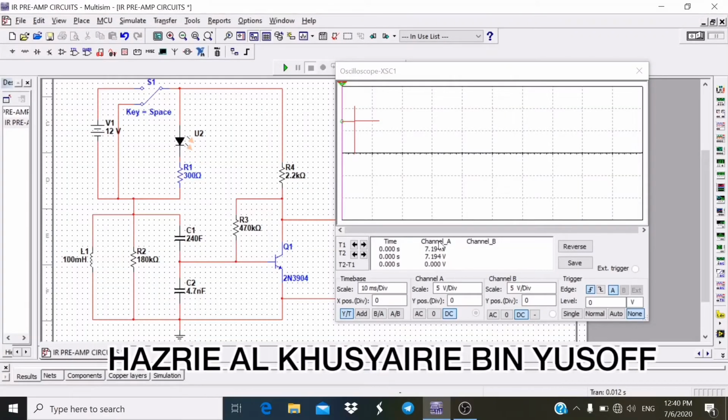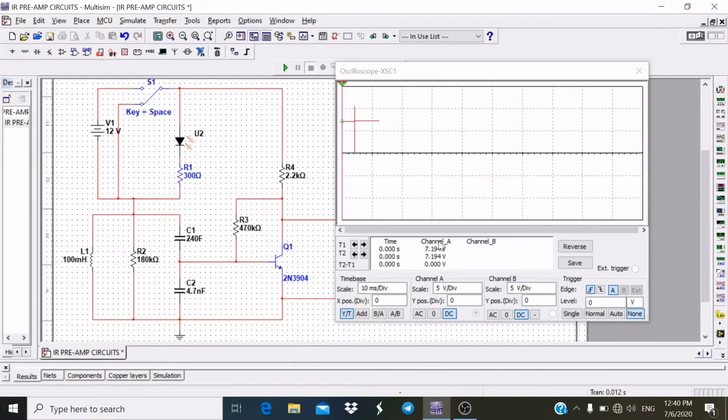Hi, I'm Azria Kushairi bin Yusuf from BE1 to demonstrate a simulation about the IR pre-amplifier circuit. The IR pre-amplifier circuit functions as the sensing element at the receiver end of light beam alarm, remote control, or fiber optic cable system.